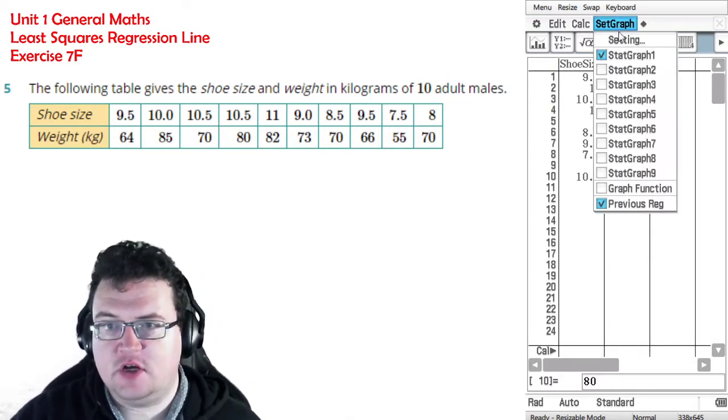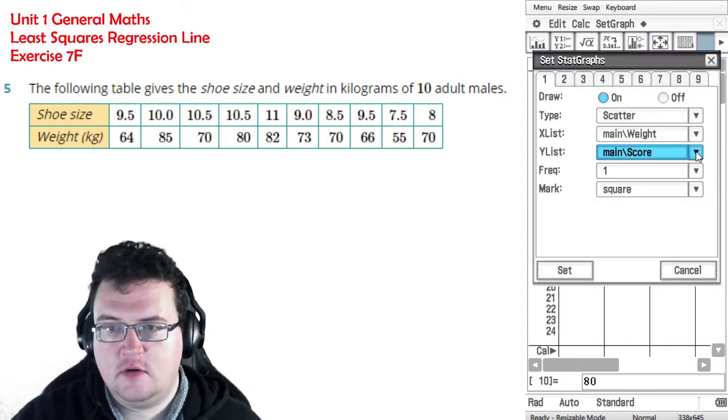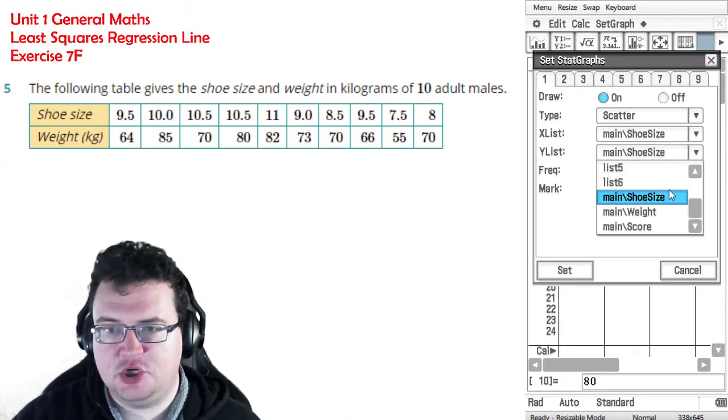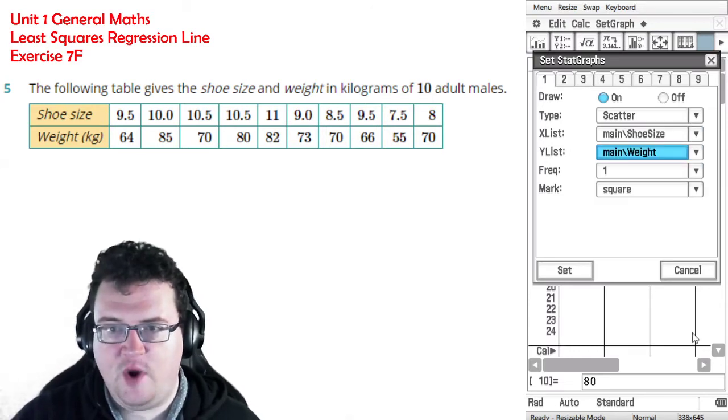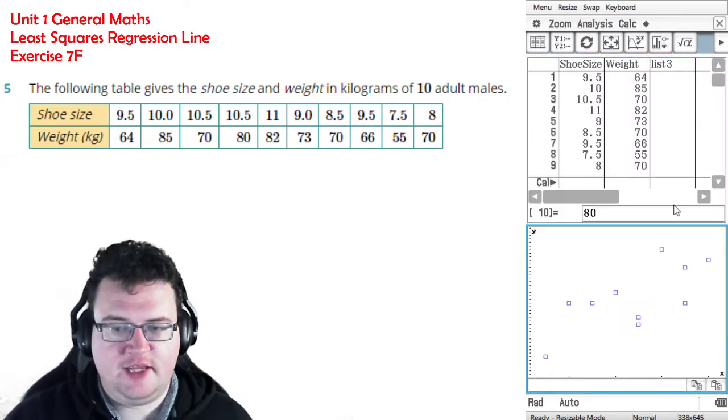So again, we have to go to graph settings. We have to make sure that we have our values in the right place. For this case, we want shoe size on the bottom and we want our weight up there. So we draw it, and we have our graph like this.